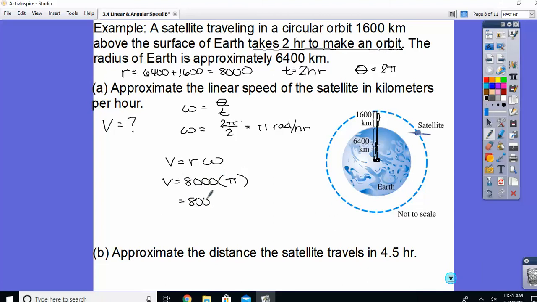So you get 8,000 pi. Your units, my radius was in kilometers per hour. Okay, that one I didn't write my units in my problem just to show you your options. You just have to take a little bit more time at the end to think about what your units might be.